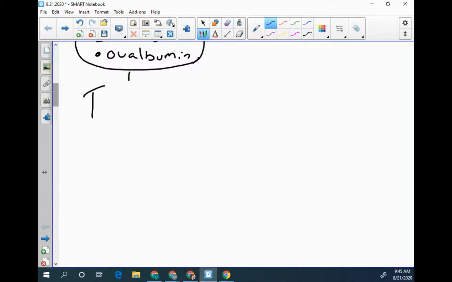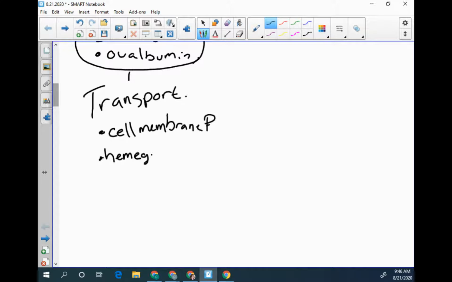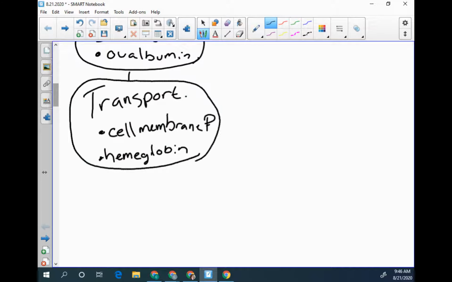We've got proteins as transport. So we've got cell membrane proteins. So all of the proteins that are embedded in a cell membrane that help stuff get in and out. We also have stuff like hemoglobin. Hemoglobin essentially is the protein in your red blood cells that carries oxygen from one place to another.